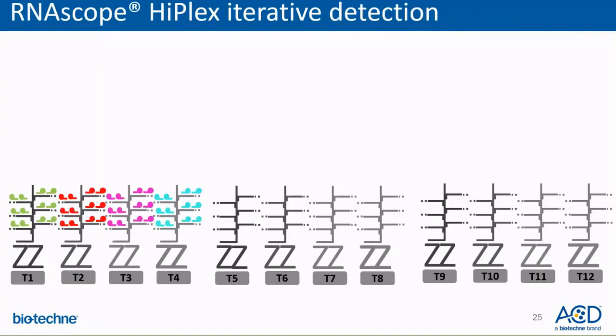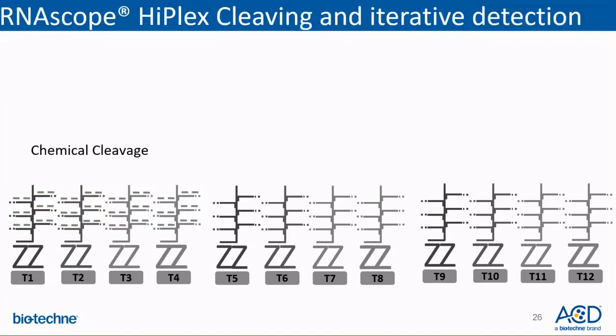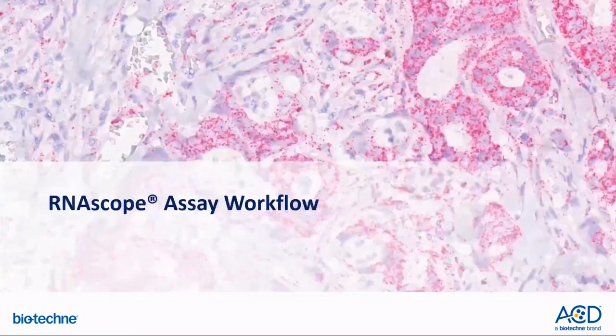The signal detection is iteratively achieved in 3 rounds with groups of 4 targets. After the first round of detection, the fluorophores are cleaved and the second round of targets are detected. The cleaving procedure is quick and chemical-based to protect sample morphology and RNA quality. I will now go ahead and discuss the RNAscope assay workflow.